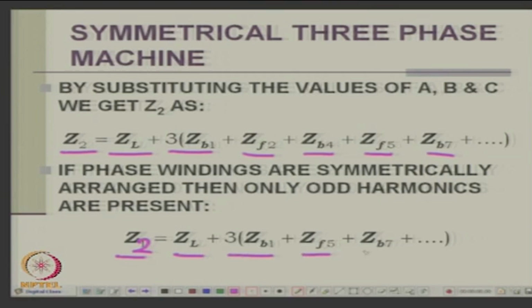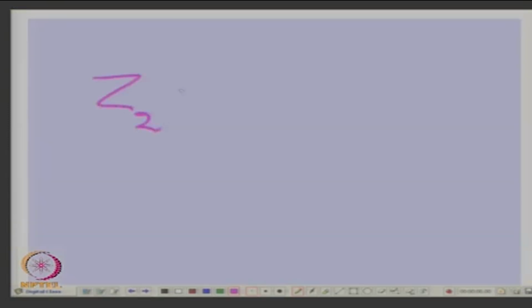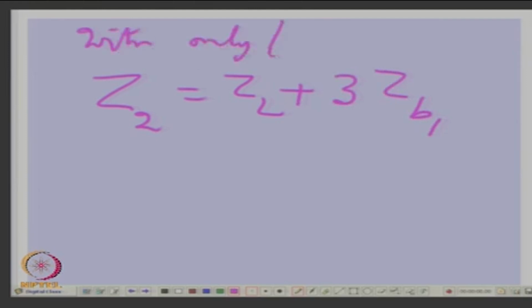and then ZF2, ZB4, ZF5, ZB7, which, neglecting the even harmonics, Z2 would be ZL plus 3 times ZB1 plus ZF5 and ZB7. So, a forward rotating fifth harmonic will be there and a backward rotating seventh harmonic will be there, that is what it signifies. And so we will have Z2 equal to ZL plus 3 times ZB1 with only the fundamental, because in all our earlier analysis we neglect the harmonics.